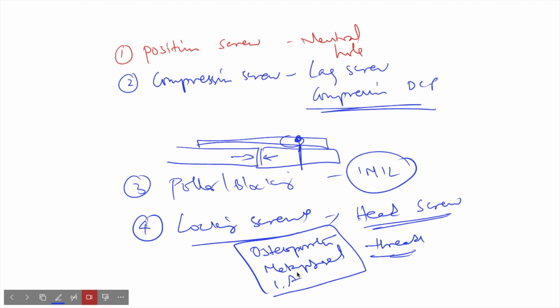So today we have gone over the topic of screws. Screws can be of various types. If you use the screw in compression mode, that is lag screw or compression DCP, you are trying to achieve primary bone healing without callus formation. There are various other ways in which you can apply screws. So these are the techniques which you can use.